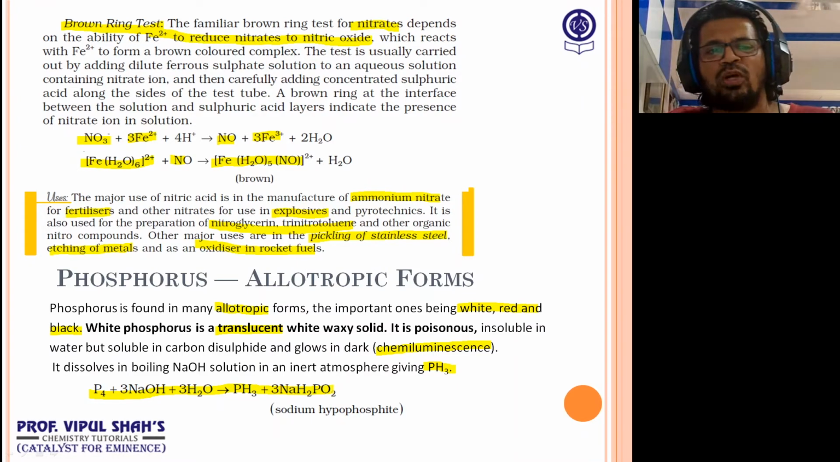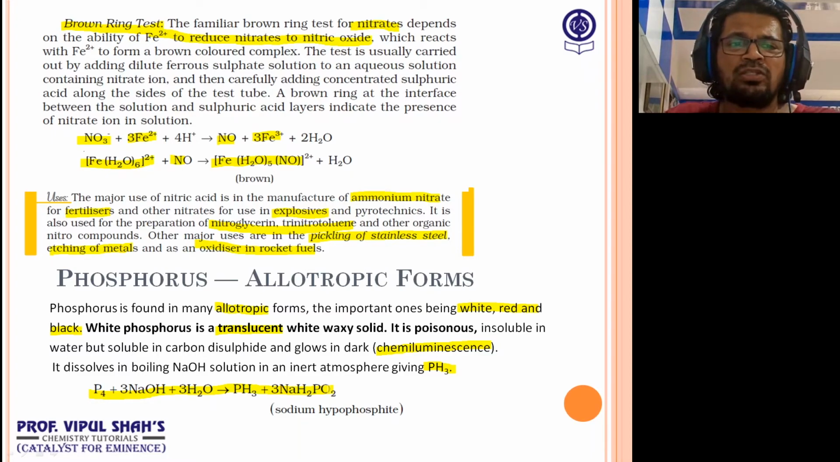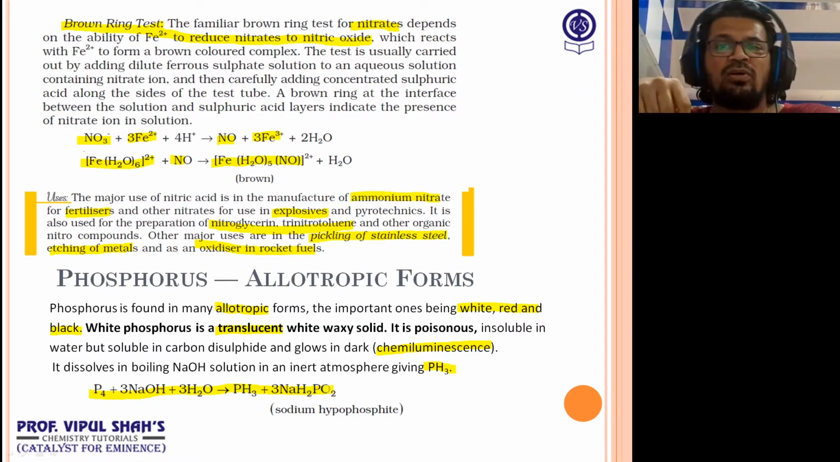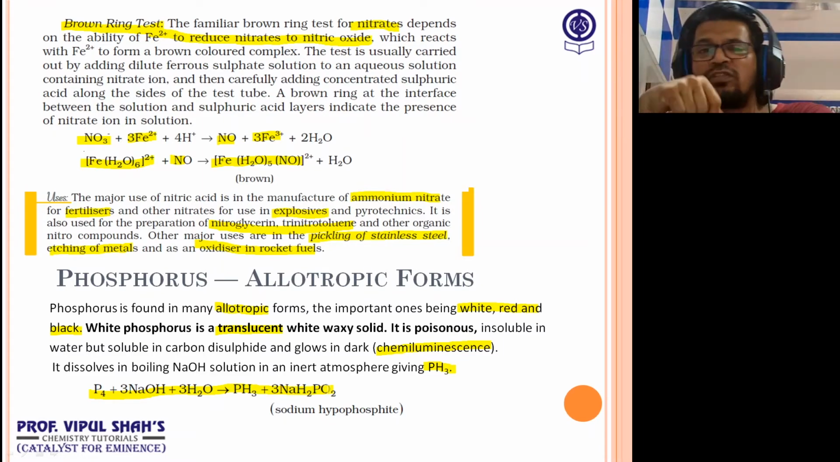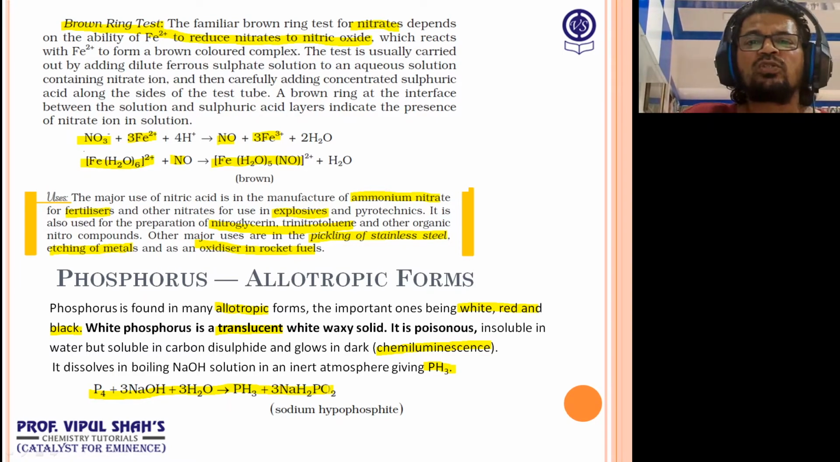Now when I say this word, what is the meaning of hypo? Hypo means the lowest oxidation state. That's why it's called hypo. So if you calculate the oxidation state of phosphorus here, check carefully. Oxygen is -2 into 2, that's -4. Sodium is +1, hydrogen is also +1 into 2, so +3. So phosphorus's state is +1. So whenever you come across this word hypo, please make a note: hypo means it is in its lowest oxidation state.